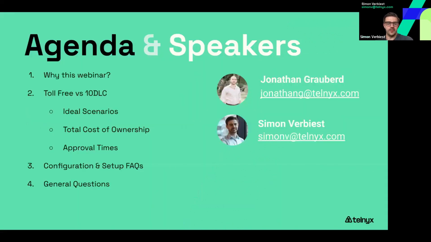So in terms of agenda, we'll briefly talk about why we're talking about this today. Jonathan will get into the specifics of toll-free versus 10DLC, some of the different scenarios, cost of ownership, approval times, etc., how these two compare, before getting into configuration and setup, and some of the general questions that we have around that. And then, of course, Q&A.